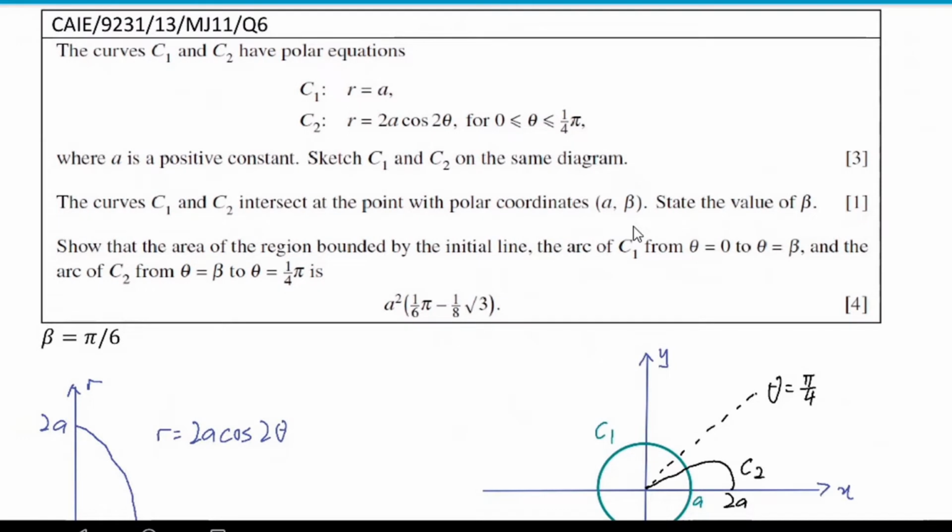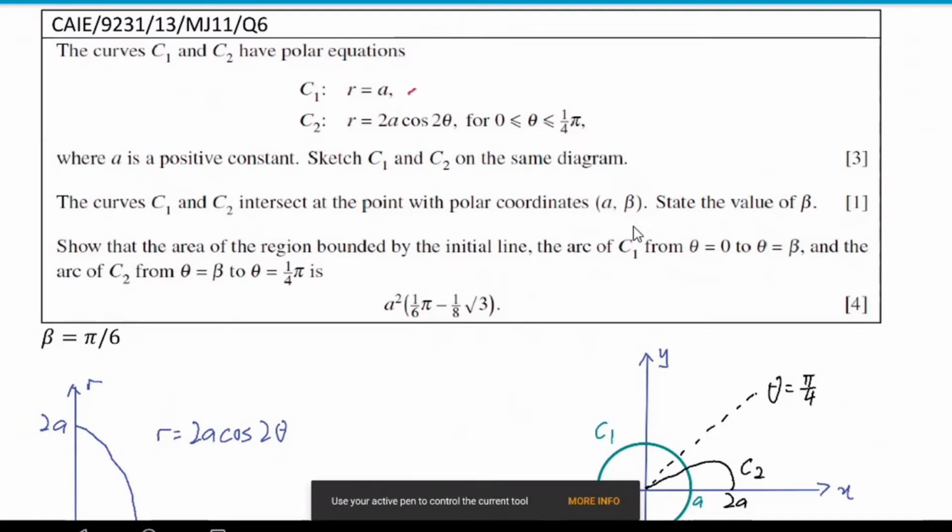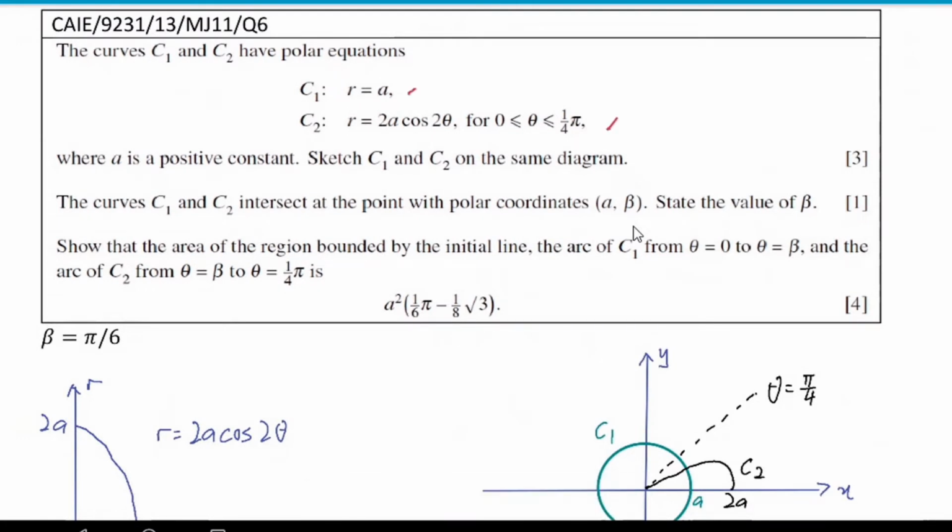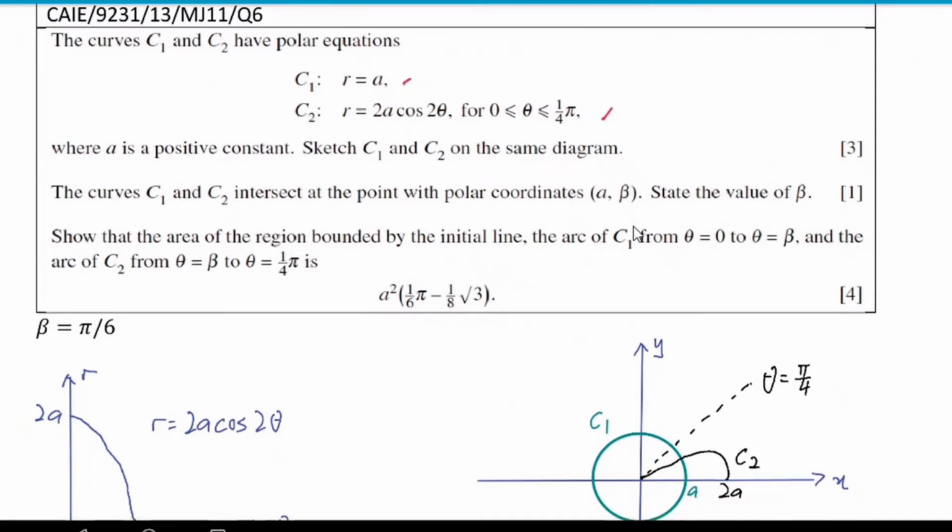So you can see one is r equals a, and another one is r equals 2a cos 2 theta. In this case, theta is from 0 to 1/4 pi, where a is a positive constant, and we need to sketch C1 and C2 on the same diagram.